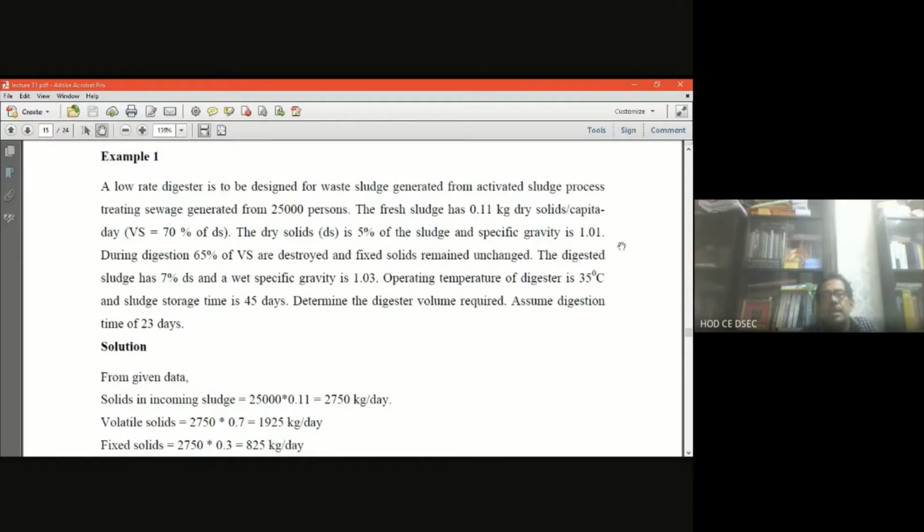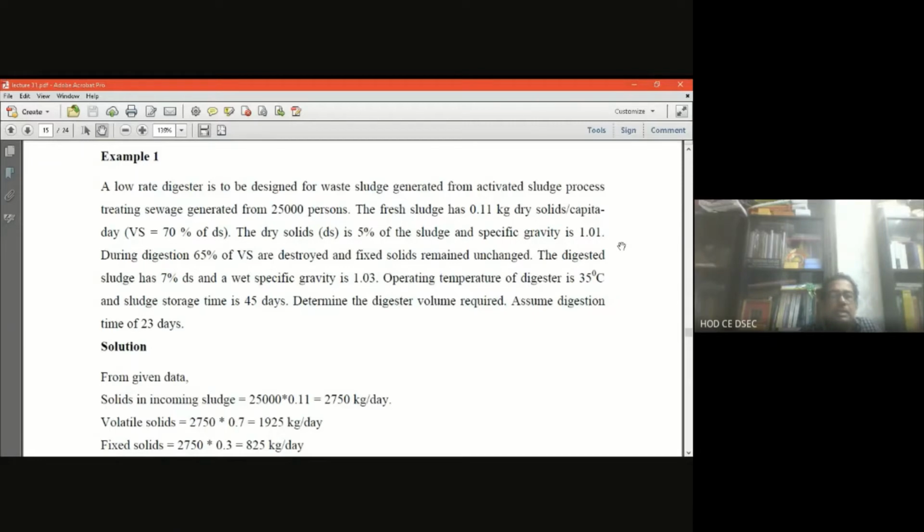The fresh sludge has 0.11 kg dry solids per capita. Out of that, the volatile suspended portion is 70% of the dry solid. The dry solid is 5% of the sludge, and specific gravity is also given to calculate the volume. Now during the digestion, 65% of the volatile solids are destroyed and fixed solids remain unchanged. Once we deduct the volatile solids, the remaining portion is the fixed.